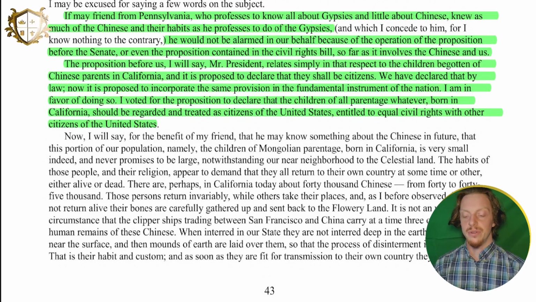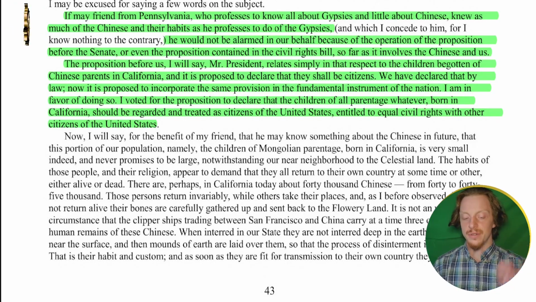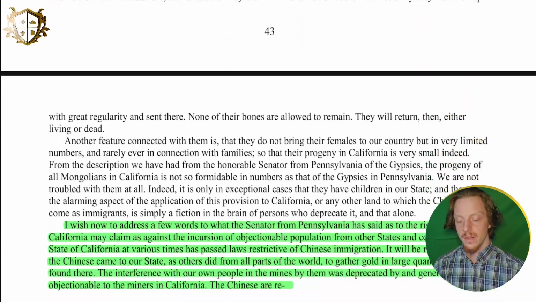I am in favor of doing so. I voted for the proposition to declare that the children of all parentage, whatever, born in California should be regarded and treated as citizens of the United States entitled to equal civil rights with other citizens of the United States.